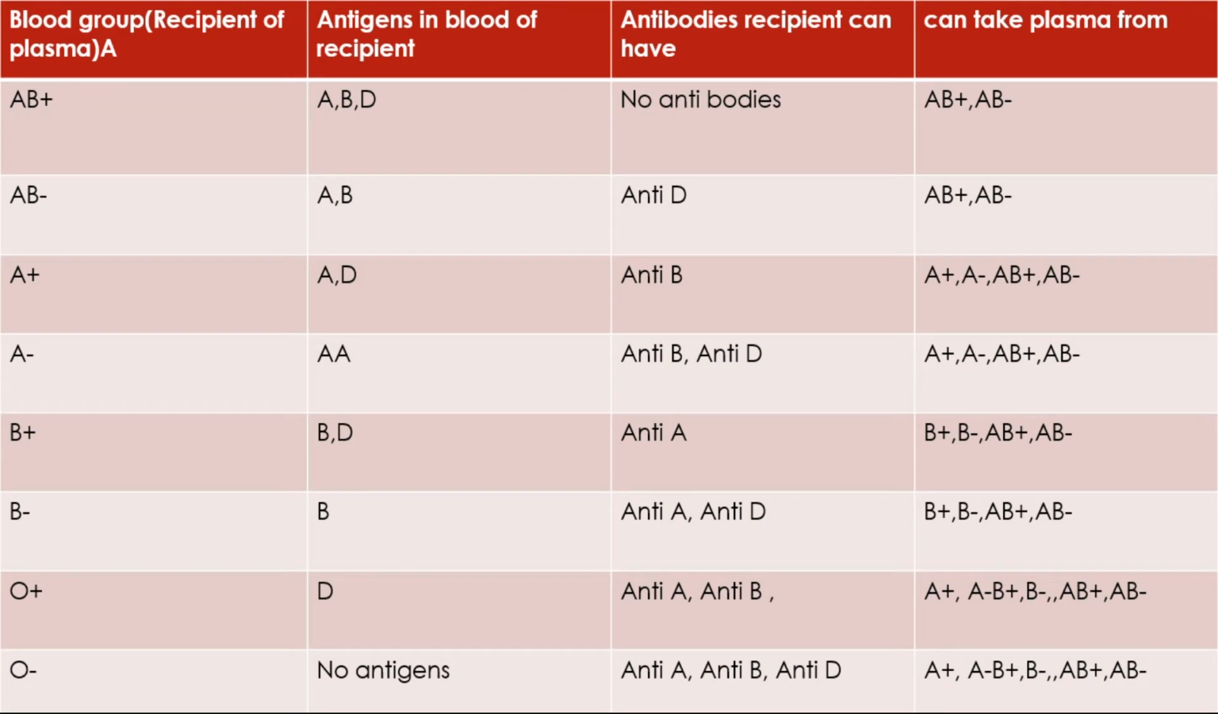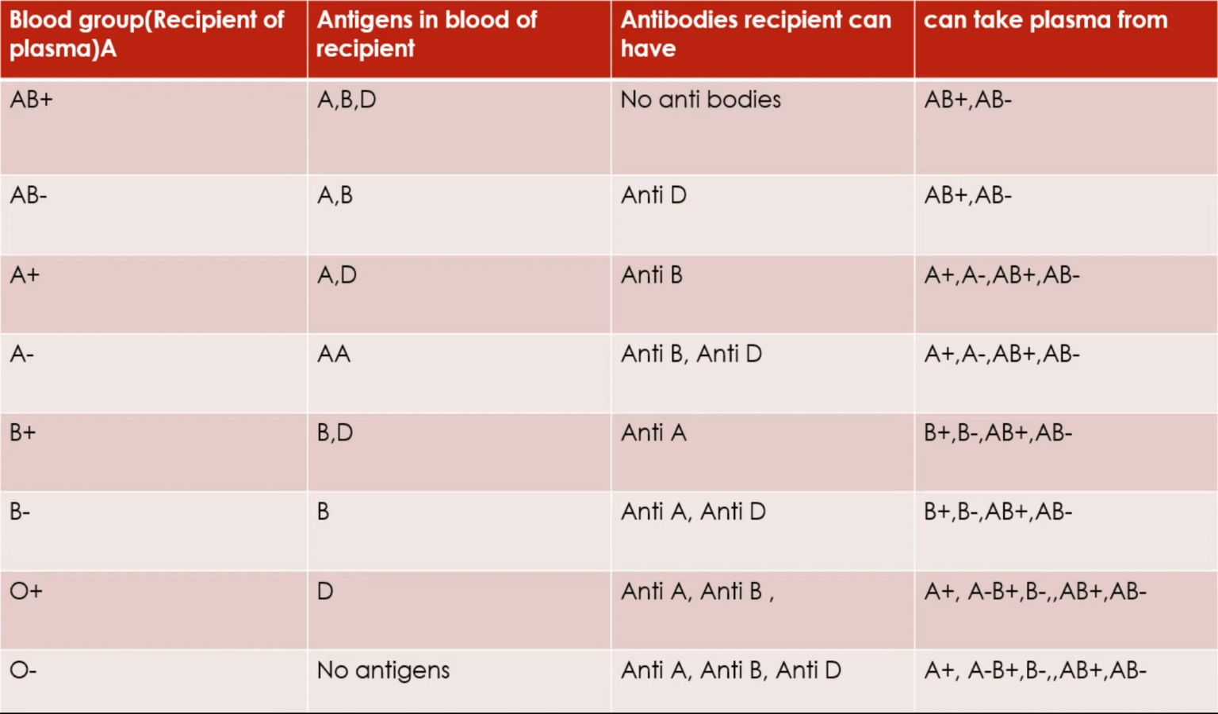These are all blood groups we will see one by one here. Suppose that our recipient is AB positive. He will have all the antigens in his blood and no antibodies in the plasma. So definitely the plasma with no antibodies will be feasible for the AB positive person.